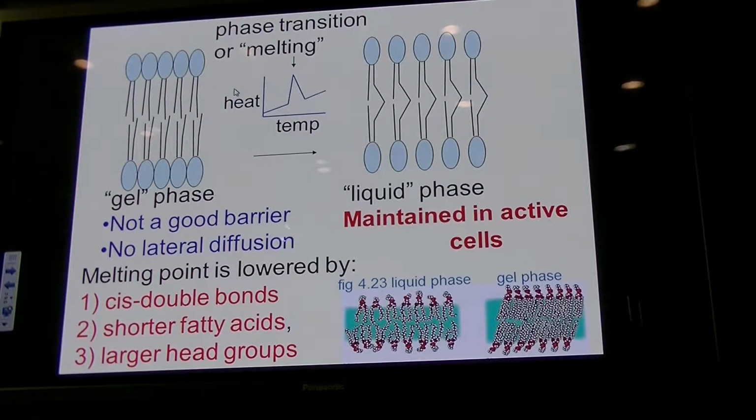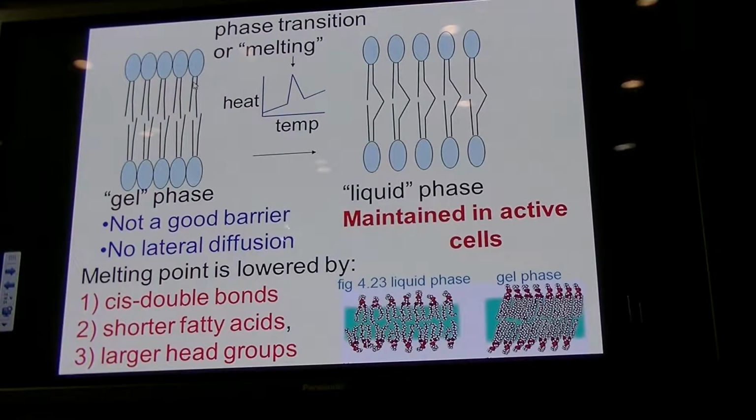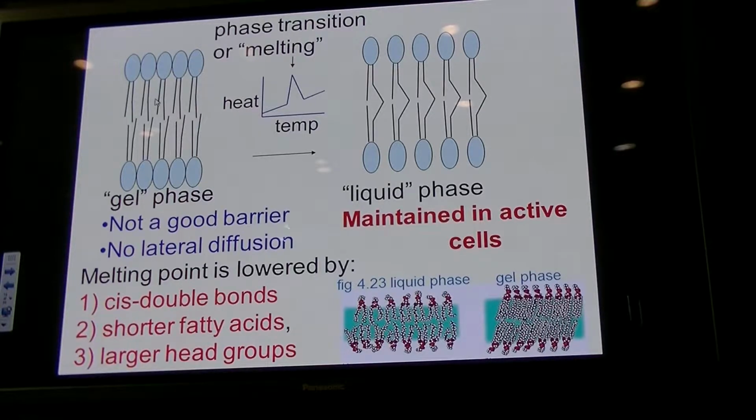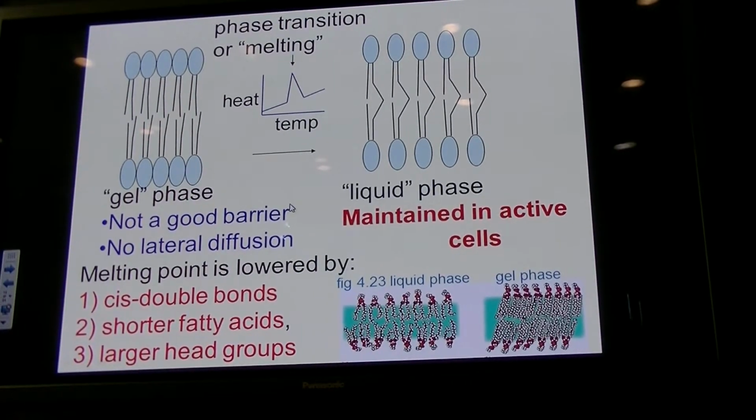We can have a different situation if the temperature is low, lower than the normal temperature for that biological membrane. Then the van der Waals interactions take over, and we get a close arrangement of all the fatty acids close together. And we call that the gel phase. So there's a figure in the book that depicts the same idea.